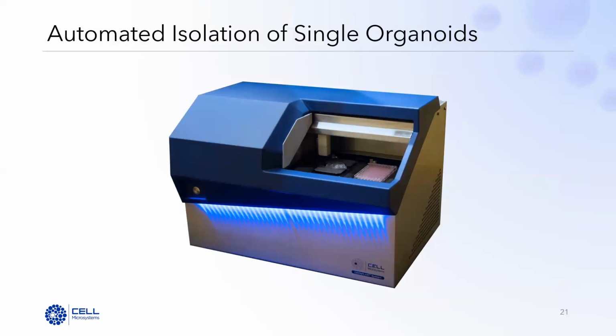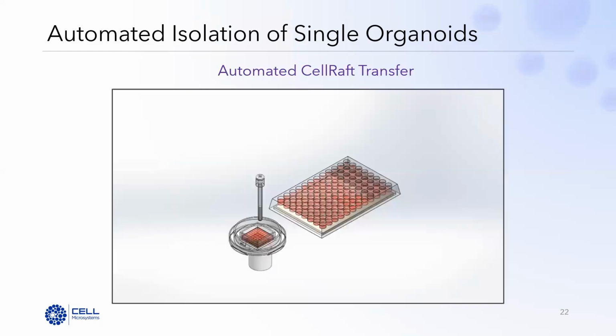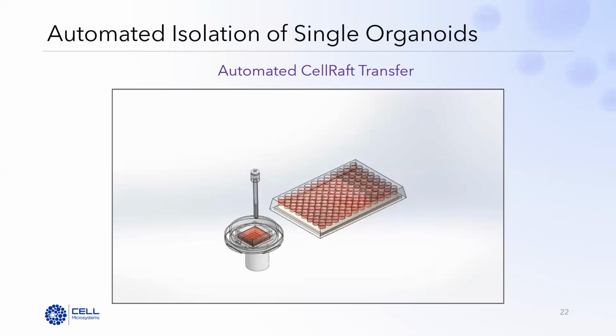And that's where the CellRaft air system comes in to automate what would normally be a very manual process of transferring individual organoids into the plate. Here on the left-hand side, you can see we have our CellRaft array. On the right-hand side, we have our collection plate. We would insert our magnetic wand to the right of the light source. And this automated video is going to walk through what that CellRaft isolation looks like.